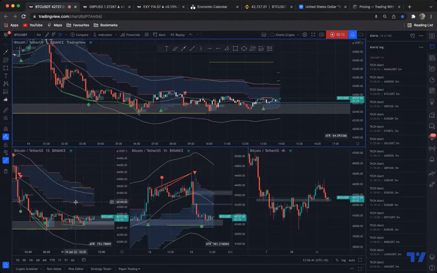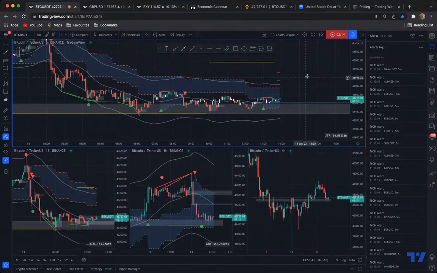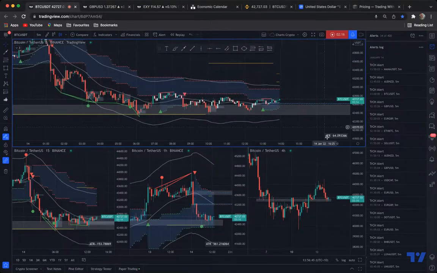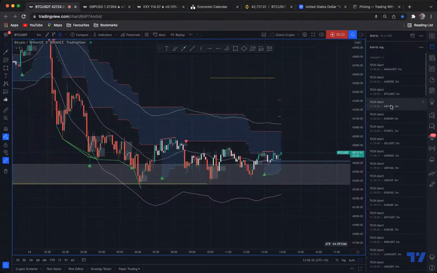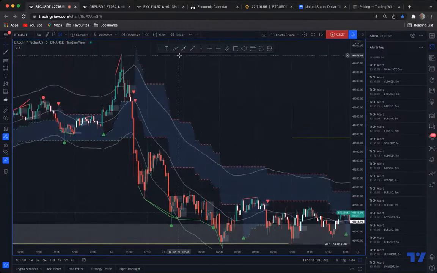With that in mind, coming down to the 5-minute chart, I'm waiting for a signal. See these alerts I've got over here in the alerts log? This is the alert that I'm waiting for. In this case, it's a red one preceded by a red. That's the signal. There's your trade. And that's that outcome.